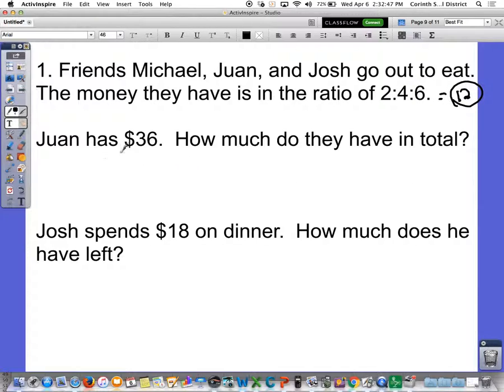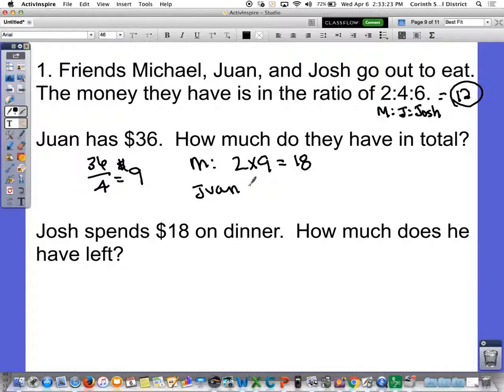Now, it says Juan has $36. So usually what I do is I put under here Michael, Juan, and Josh. So Juan has 4 parts, and his 4 parts equals $36. So we're going to say 36 divided by 4, so each part is worth $9. So therefore Michael has 2 times 9, which is 18. Juan has 4 times 9, or we already know that he has 36.